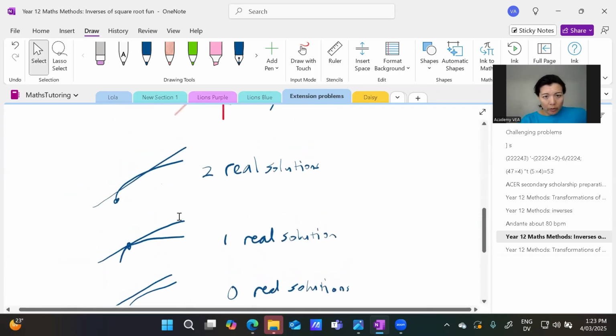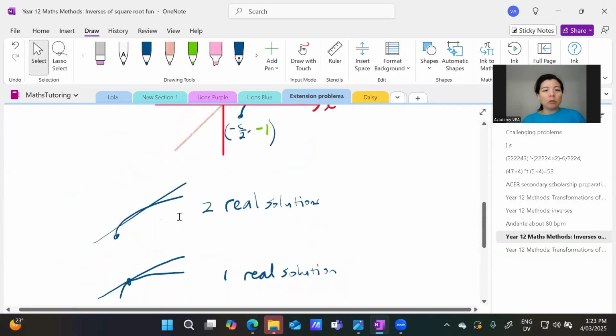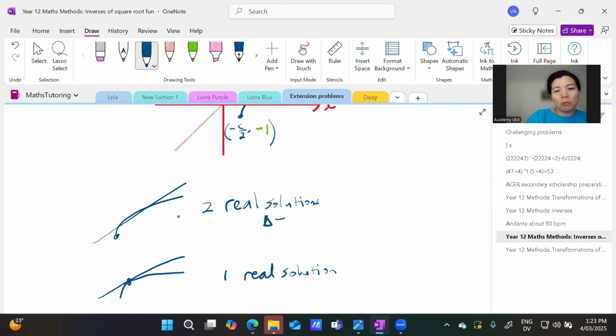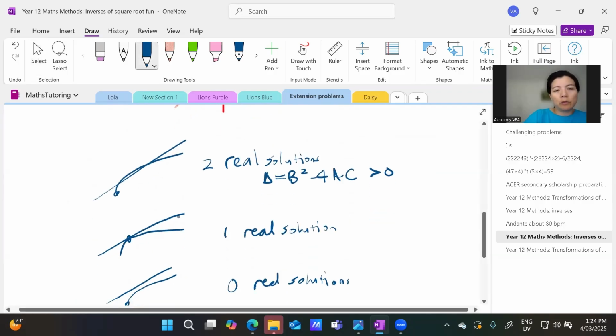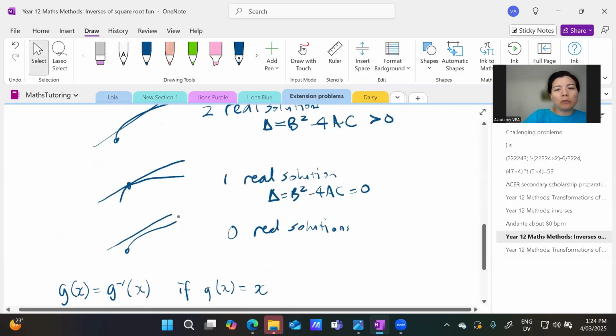Okay, so we are going to do that. If you have 2 real solutions, that means the discriminant, which is b squared minus 4ac, is positive. If you have 1 real solution, the discriminant is 0. And if you have no real solutions, the discriminant is negative.